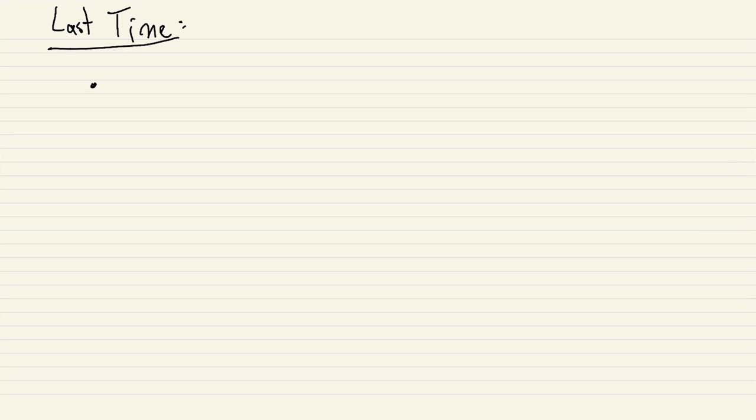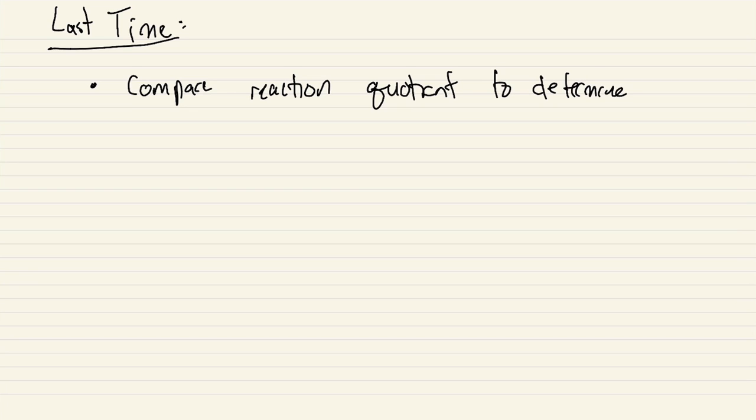When we find out which direction a reaction moves, what do we use? What's a quantitative way to tell if your reaction is going to go forward or backwards? Your QC value against your... Yeah, you compare the reaction quotient to determine the direction of the reaction itself, right?